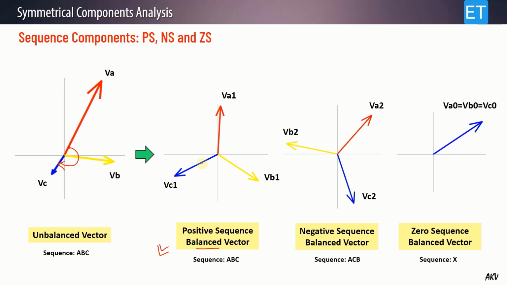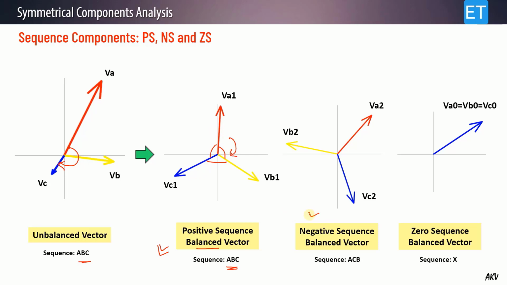If you see this positive sequence, it's a balanced vector. Here the magnitudes are the same, and the angles between them are equal. And its sequence is ABC, the same as the input unbalanced vector. That's why it is known as the positive sequence: red, yellow, blue. Similarly, you will get red, yellow, and blue.